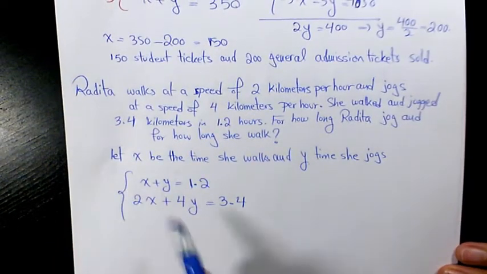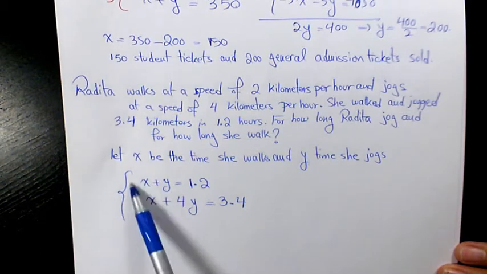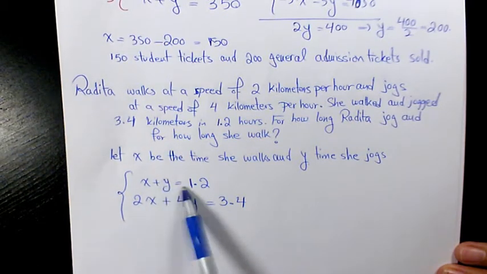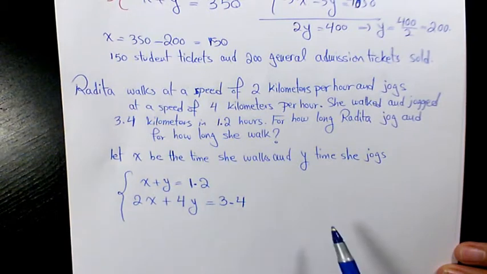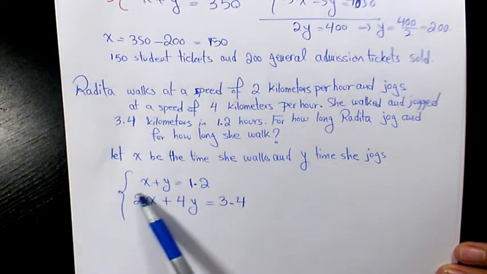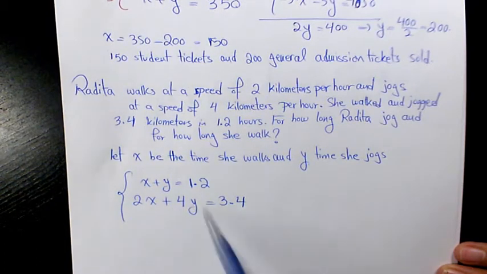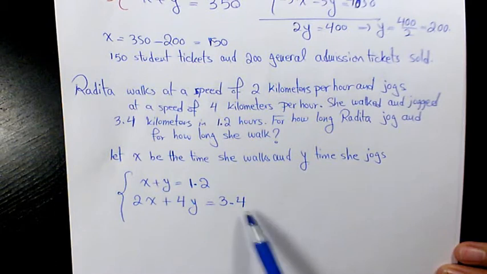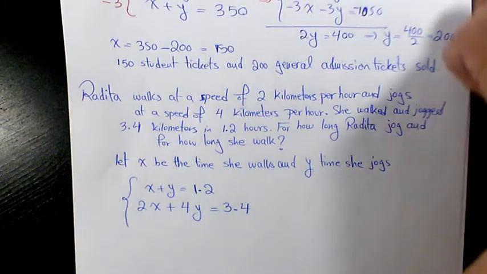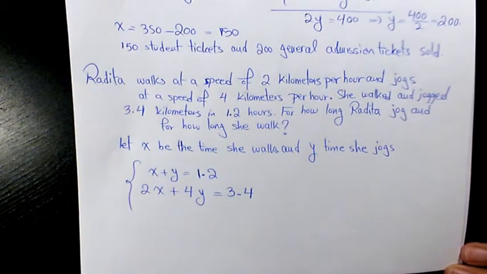Again, see the physical meaning of each term. The time she walked plus the time she jogs in total is going to be the amount of time she had activity. 2 times x is going to be the distance she walked. 4 times y is going to be the distance she jogged. And 3.4 is going to be total kilometers. So what should we do? Again, we can use substitution method or elimination method.